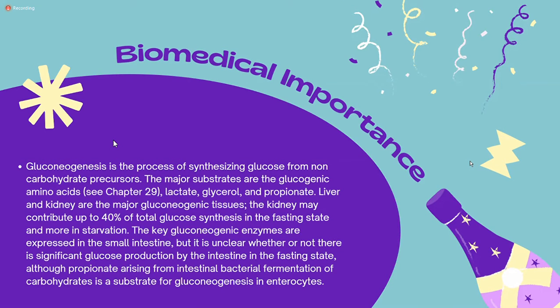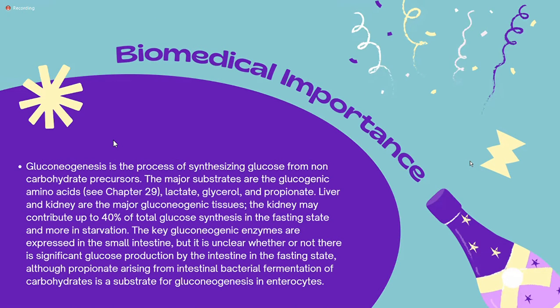So again, our sources are glucogenic amino acids. If you still remember our amino acids, we have glucogenic, ketogenic, and both glucogenic and ketogenic amino acids. We have categorized our amino acids. So glucogenic amino acids, lactic acid, and propionic acid.